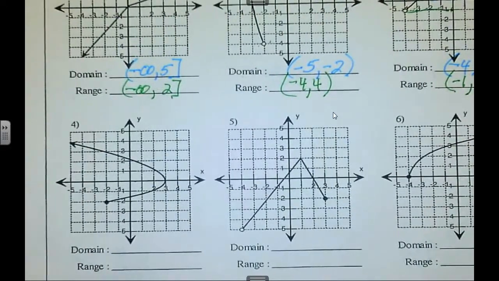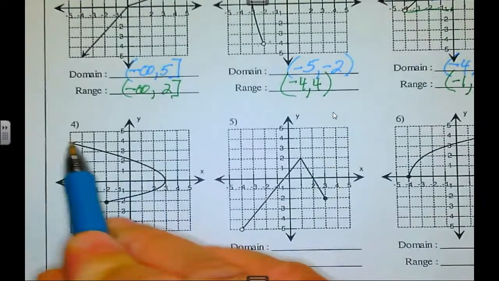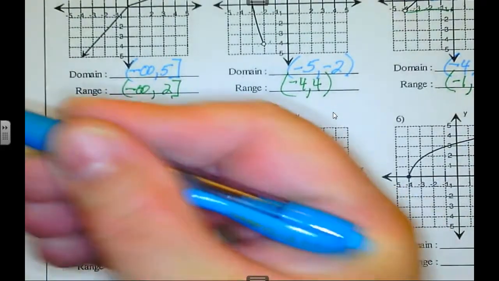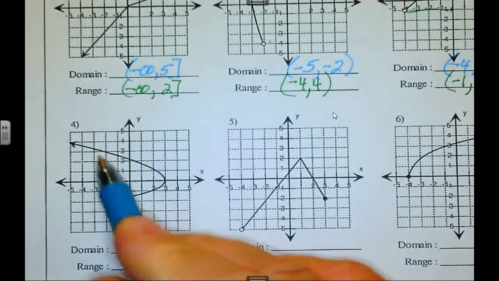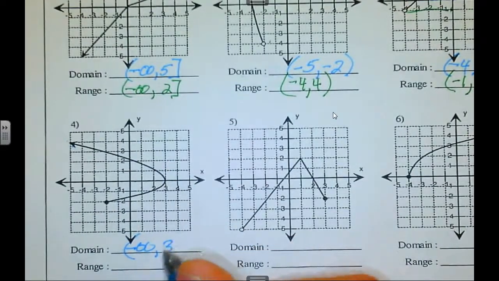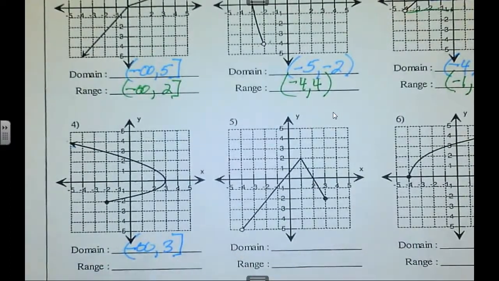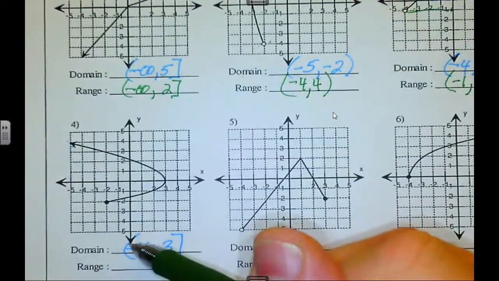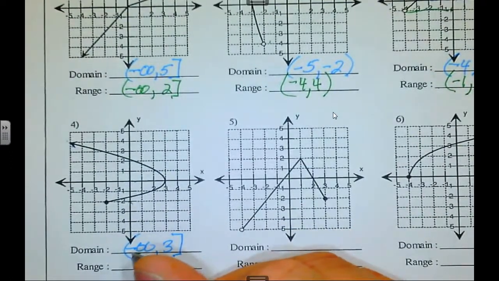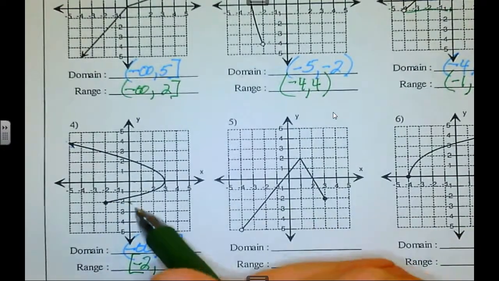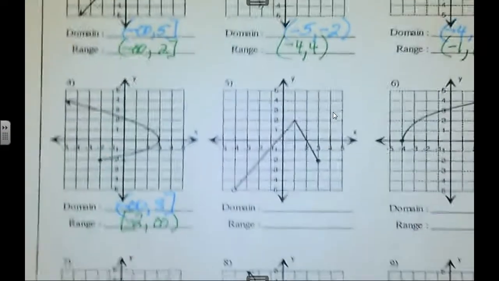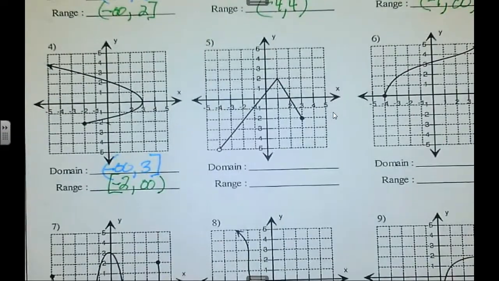The least x value, it goes on to negative infinity because there's an arrowhead going that way. And then the most x, largest x is 3, and it includes 3, so it's a bracket. The least y value, negative 2, bracket because it's a closed circle. And then it goes up to positive infinity, always parenthesis. X values.